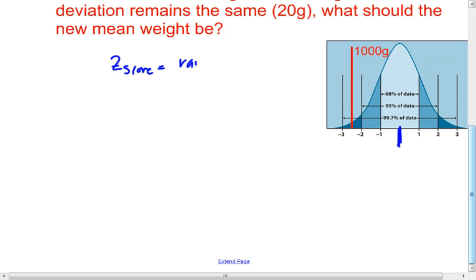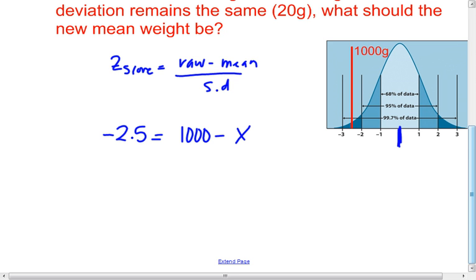Z-score equals raw minus the mean, divided by the standard deviation. And they know this: 0.6% of the bags would be the same as negative 2.5 standard deviations. That's your z-score. They want 1,000 grams to be in each bag of sugar. They don't know what the mean is going to be. They're going to keep the standard deviation of 20. That machine is only accurate enough to get within 20 grams of accuracy for each bag of sugar. So the standard deviation on average is about 20 grams.